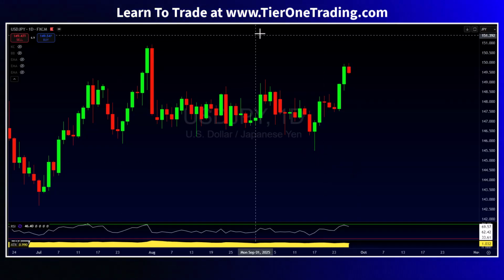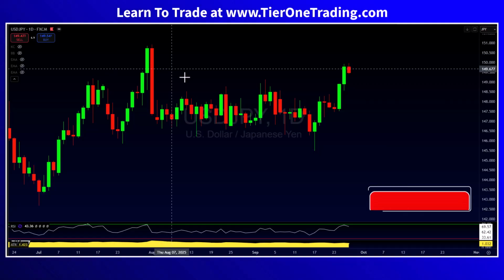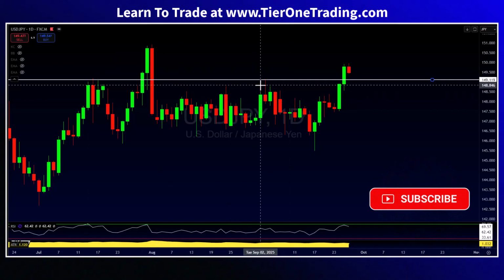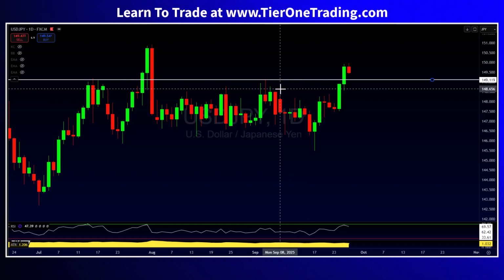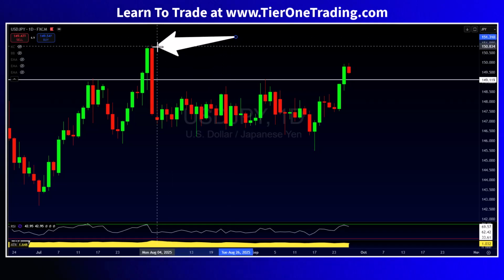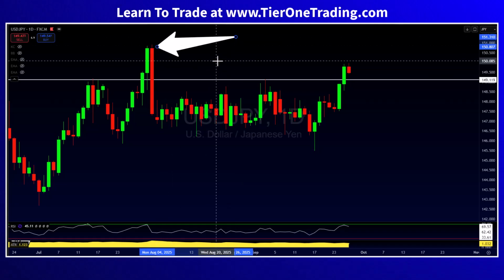Just to flash back through our initial analysis, what we did was we identified a previous level of structure right here, this high level, and we said if price action breaks and closes beyond that level of structure, then we would expect a move higher. If price action were to move higher, then where are we likely to move higher to? Well, this area right here. And as we go down to a lower time frame, we'll get more specific with what that zone is.